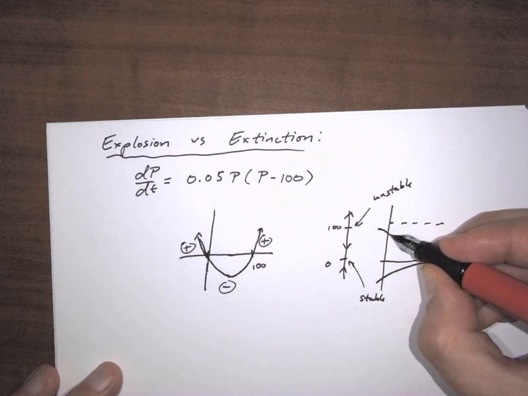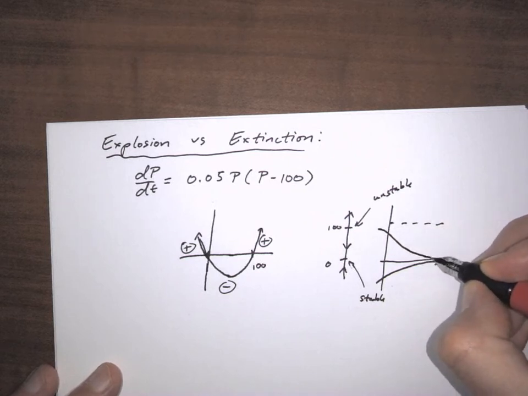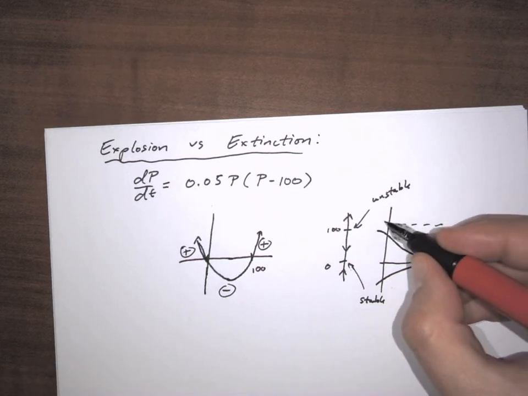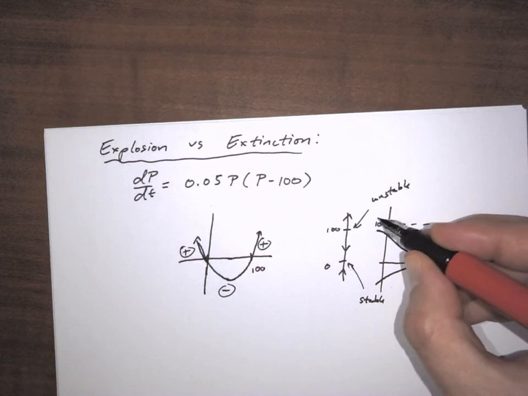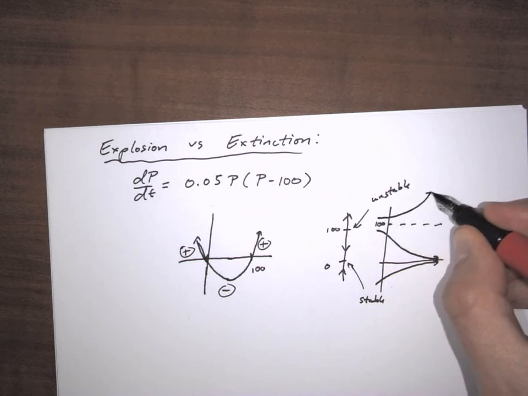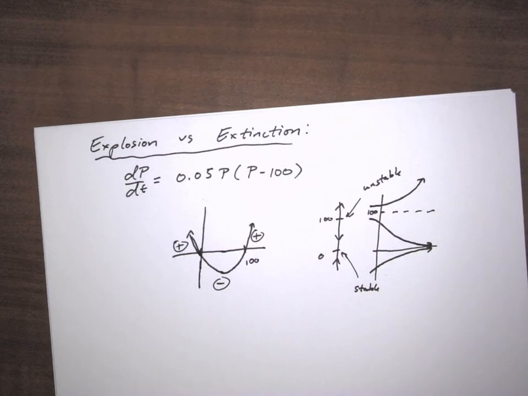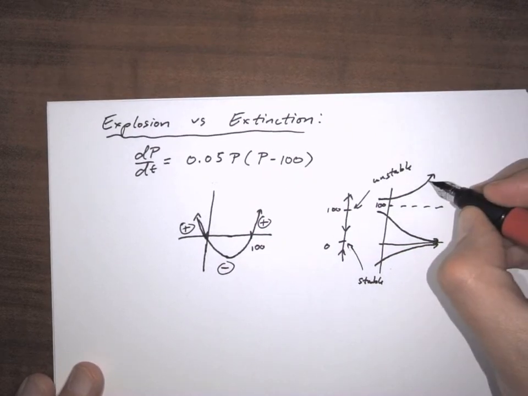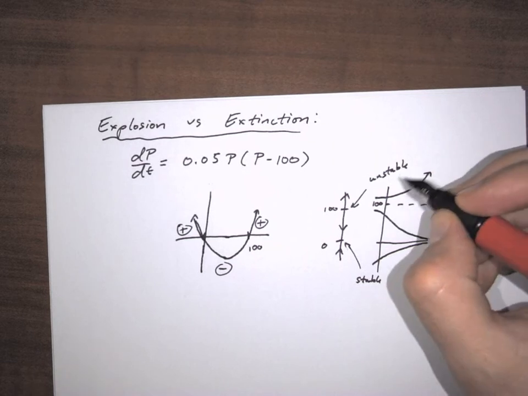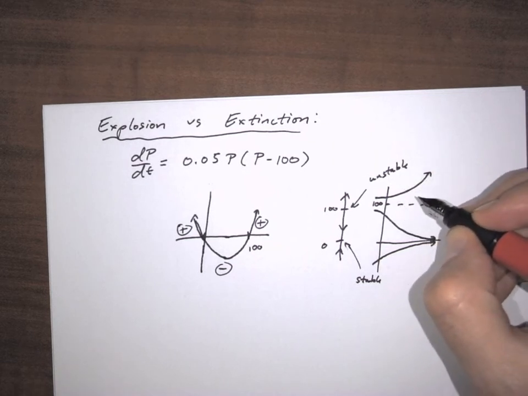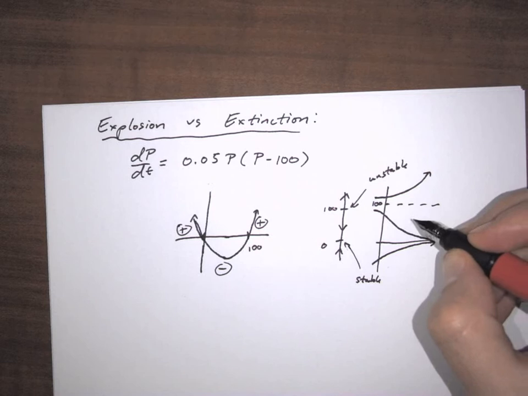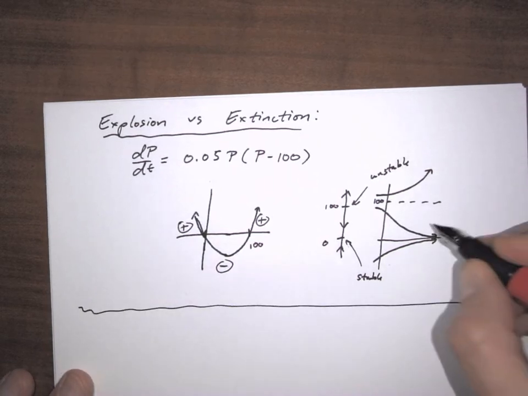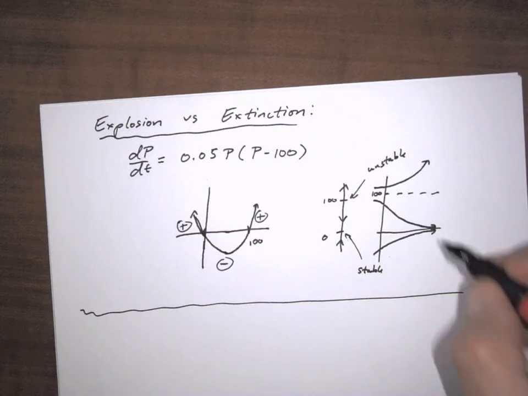Now here, if we start anywhere above 0, it's going to verge down towards 0. That's the extinction side of things. And if we start anywhere above 100, then it starts growing exponentially from there. And that's why it's called explosion on the one hand versus extinction on the other. There is a certain threshold. Above it, your population will explode. Below it, your population won't even sustain itself. There is no stable outcome here other than extinction.